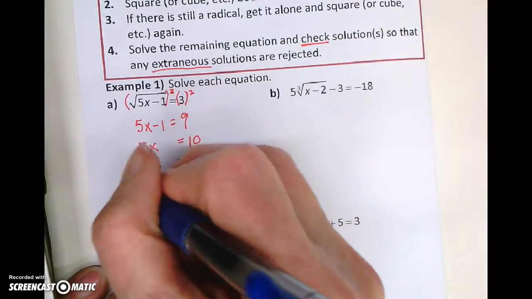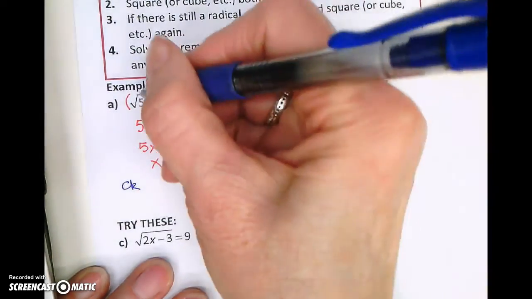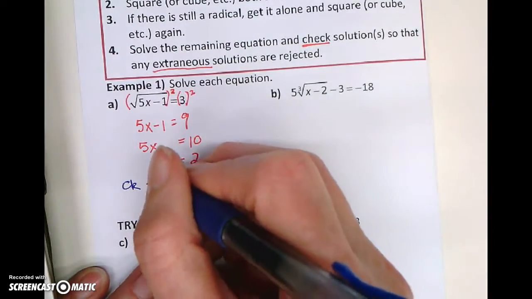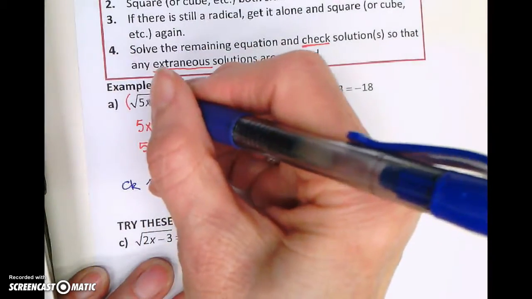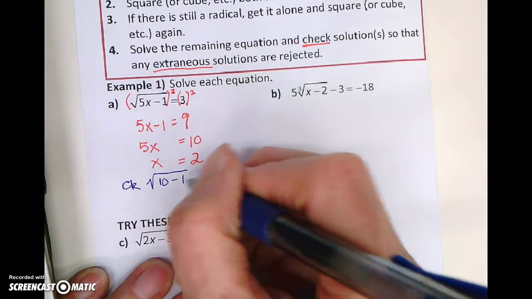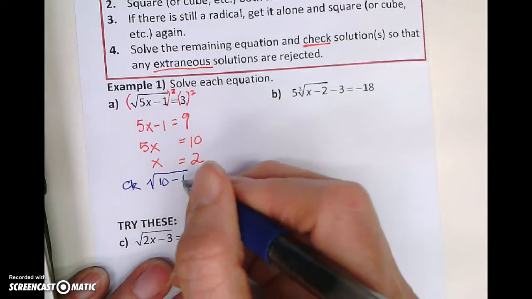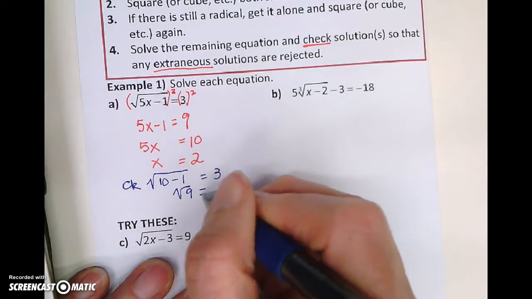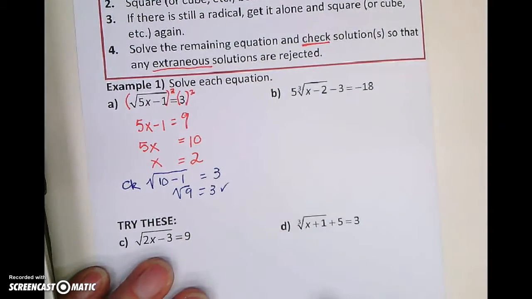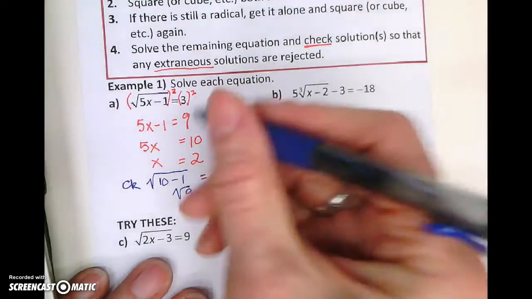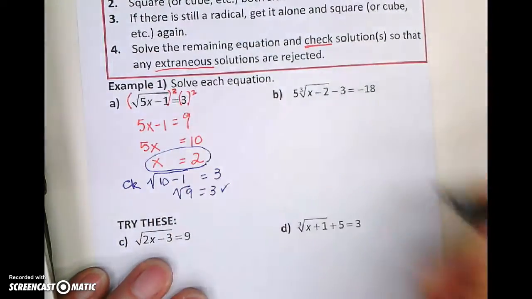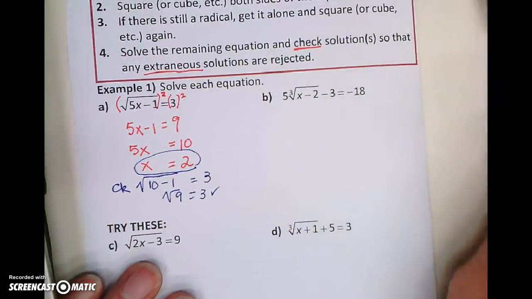So I want to check that. I'm going to take my 2, plug it back into the original equation. So I have 5 times 2 is 10, minus 1, is equal to 3. So that's the square root of 9 is equal to 3. And at that point, we can see that that does check, and that x equals 2 is our answer.